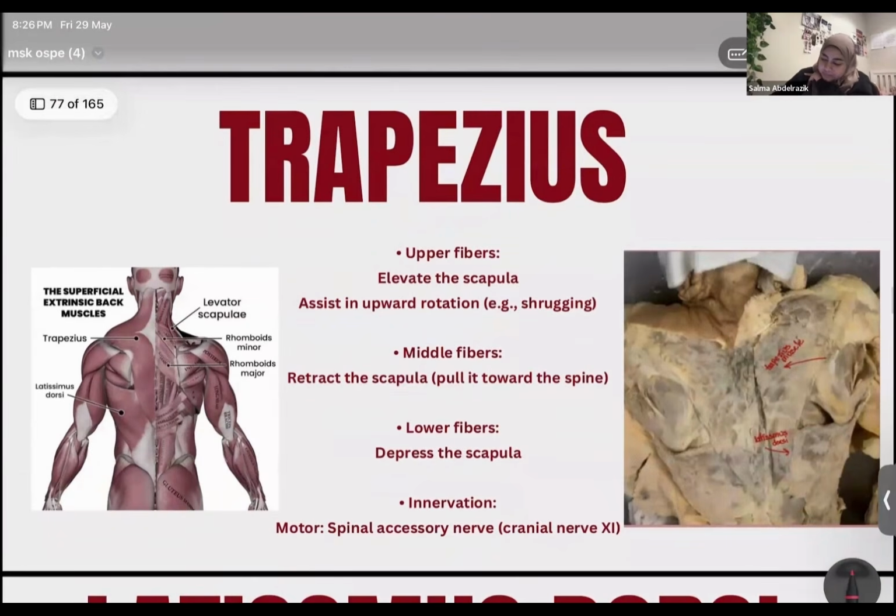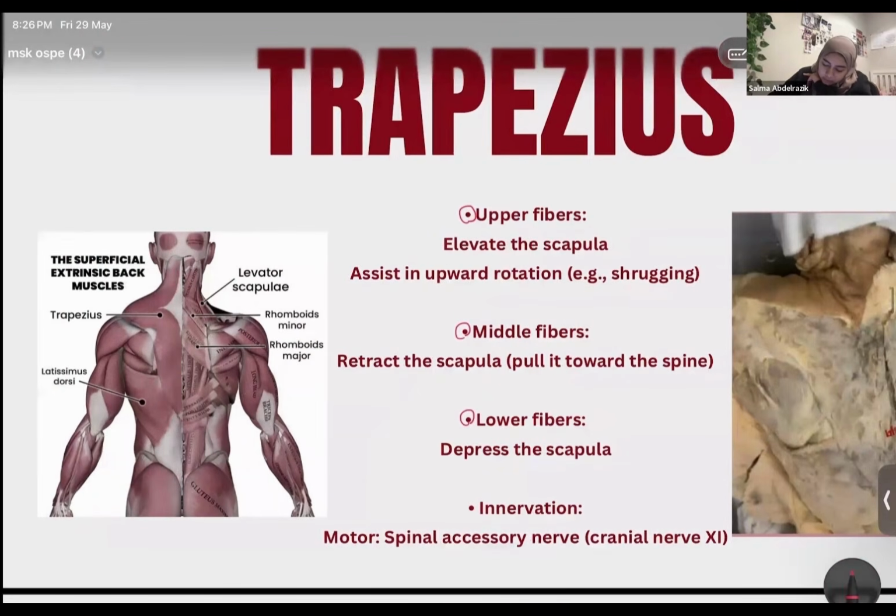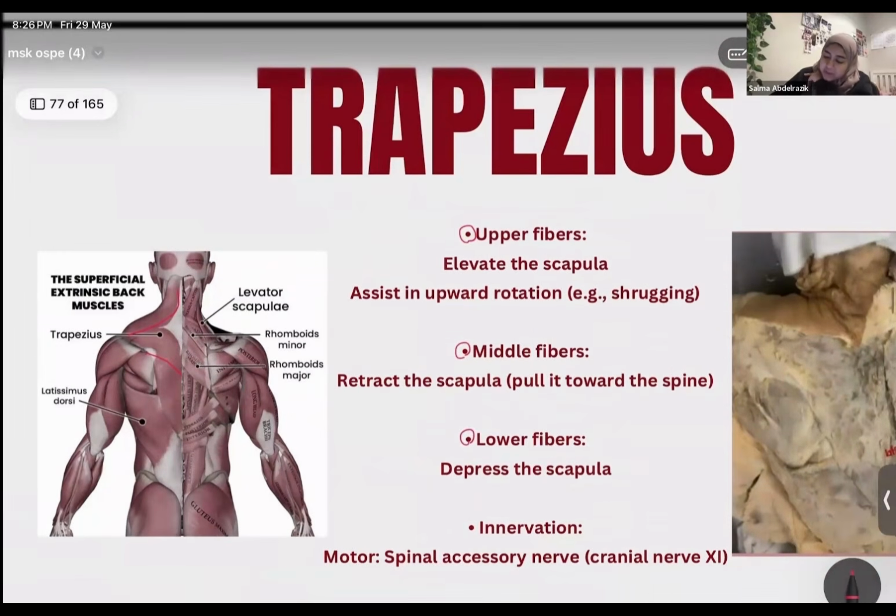Let's start with trapezius. We said it's divided into 3 parts. We have upper fibers, lower fibers, and middle fibers. Let's zoom into the picture. Upper fibers over here, middle fibers, and lower fibers. Upper elevates the scapula, and it assists upward rotation like shrugging, so it raises the scapula. Middle retracts the scapula, pulling it towards the spine.